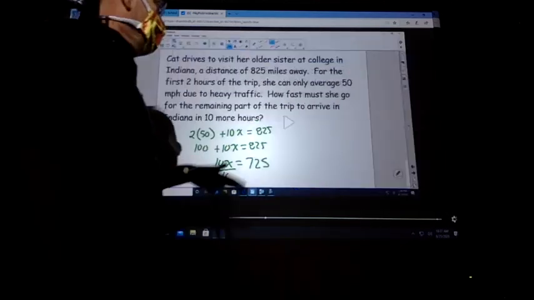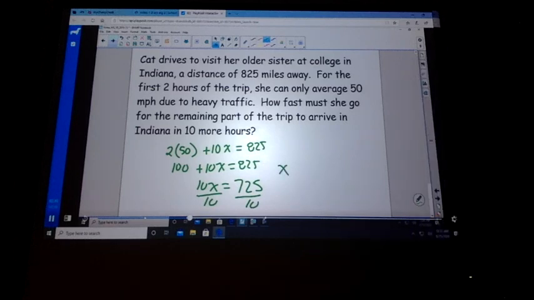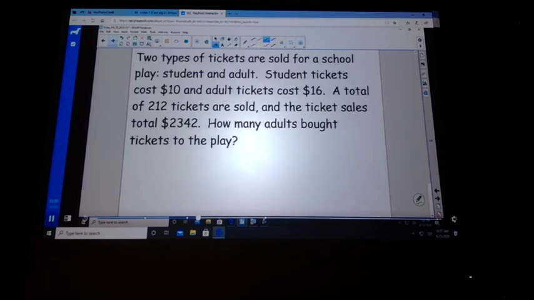So from there, we'll continue and we'll finish the problem. So she needs to get 72.5 miles per hour for the last 10 hours of the trip for an average speed to get her to her destination. Okay? You have any questions? Let's go over them in class next time we see you.